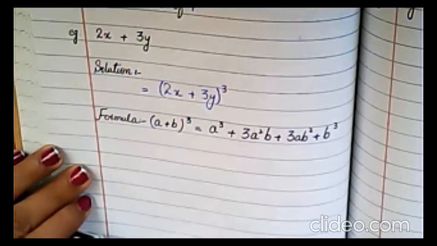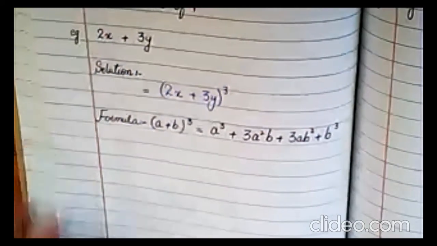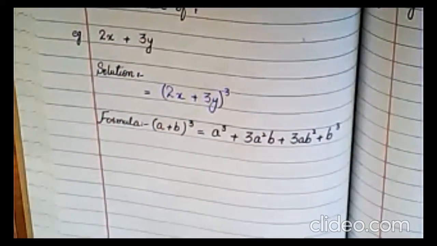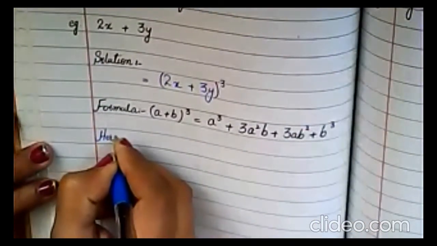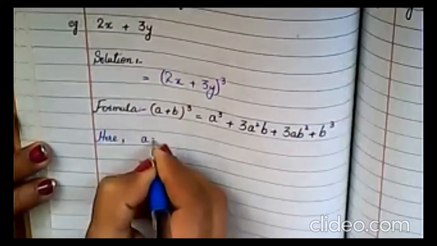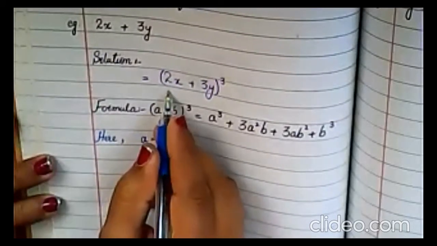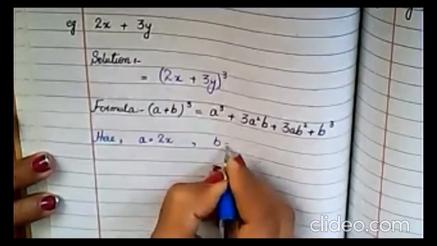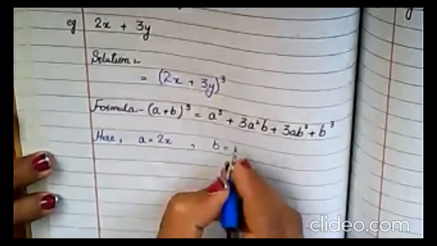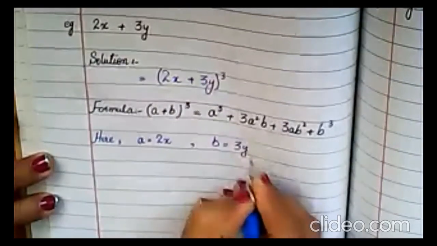Now look at here. You have to apply this formula here. First, you have to decide which is A and which is B. So you will write here, A is equal to what? What is your term A? This 2x. So you will write A is equal to 2x, and term B is equal to this one, that is 3y. Your term B is equal to 3y.